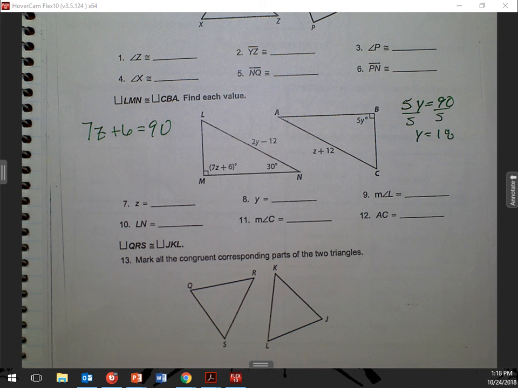I'm going to let you guys solve for that one. So that's going to be your y and your z. Don't we already know it's going to be 18? It's not going to be, because that's the value for y, right? Now, subtract 6 from both sides. That's going to be 84. And then you're going to have to divide by 7, right?